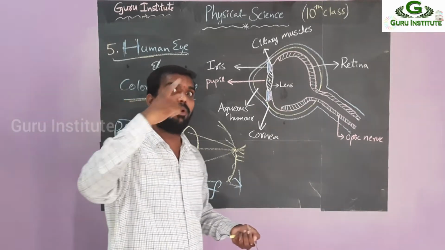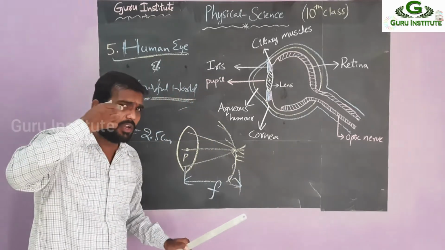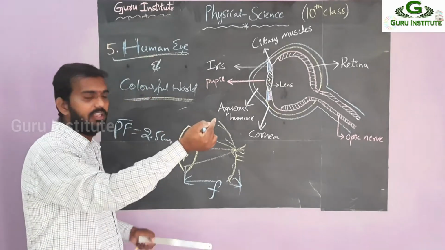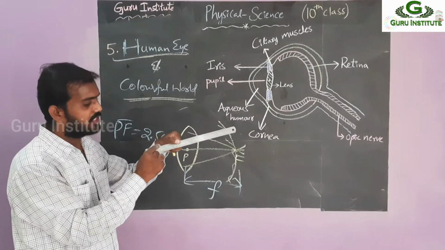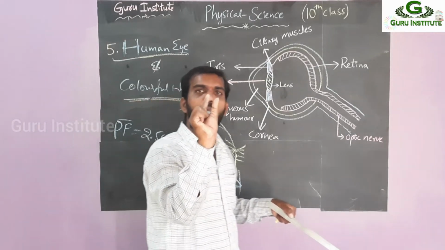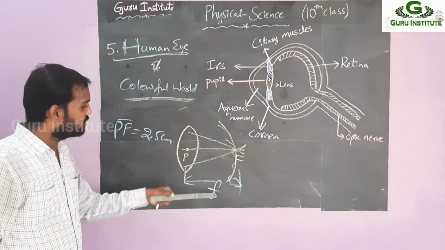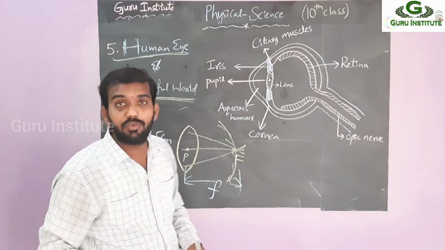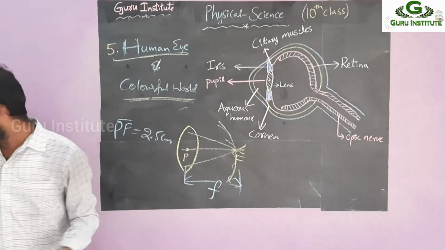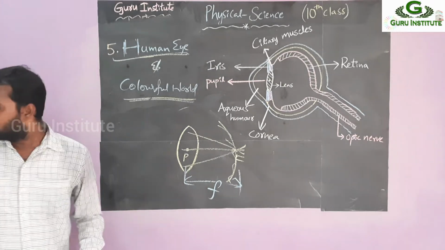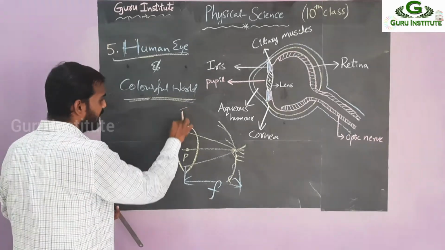25 centimeter is the minimum distance of distinct vision. Here the distance between the lens and retina is very small. How much is it? Only 2.5. This is just 2.5 centimeter. That much gap is there in between. So the focal length of our eye is how much? 2.5. Then this eye lens is fixed in our eye with the help of ciliary muscles, like this.